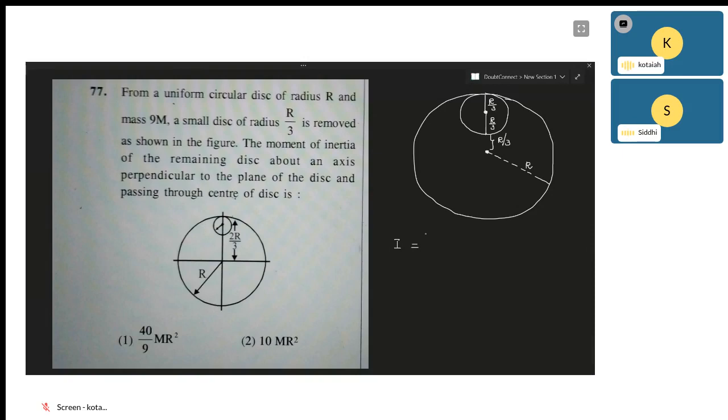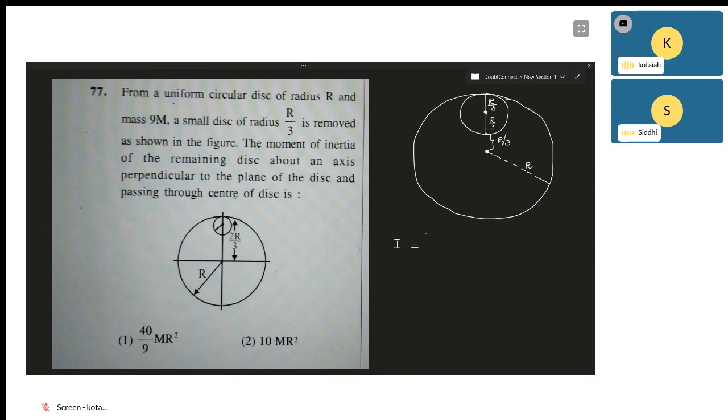Moment of inertia. Moment of inertia of a circular disk is MR square by 2, okay? The axis of rotation is passing through the center. If it is a ring, MR square. If it is a disk, MR square by 2. If it is a hollow sphere, 2 by 3 MR square. If it is a solid sphere, 2 by 5 MR square, right?